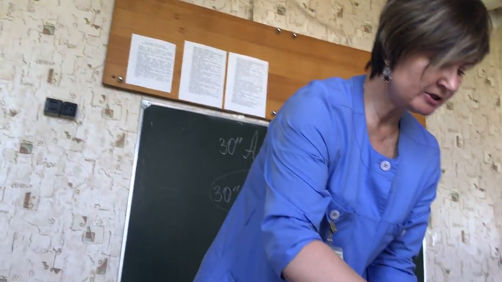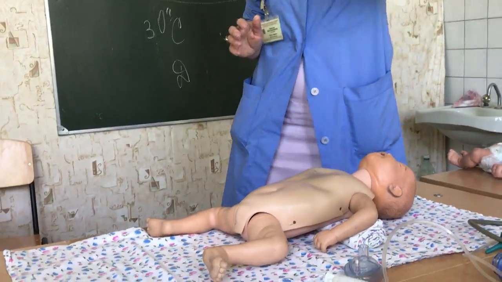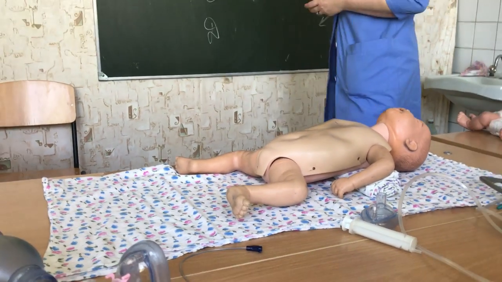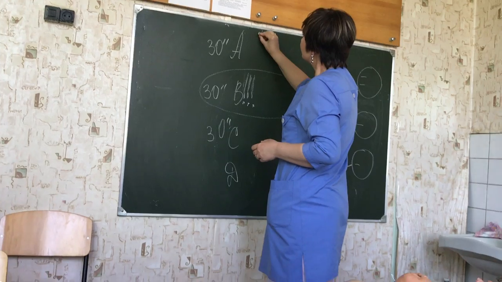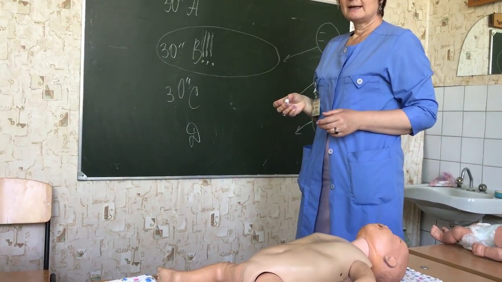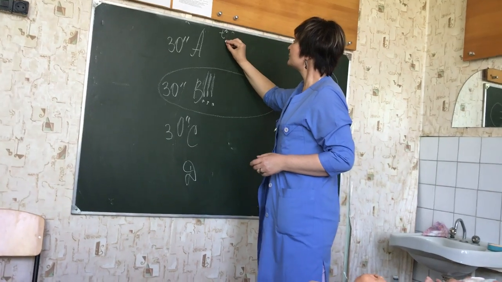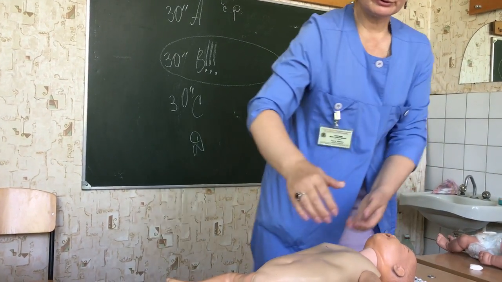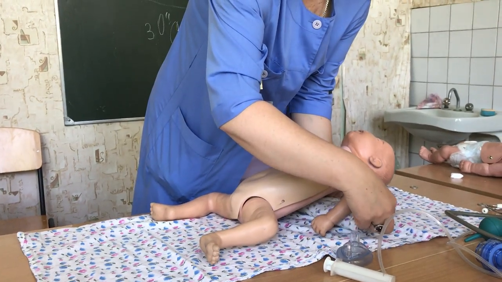If there is an indication for total neonatal resuscitation, we start neonatal resuscitation under a lamp with an artificial womb. This is the first moment in step A: thermal control. Then correct position. For correct position, we use a roll under the shoulder.